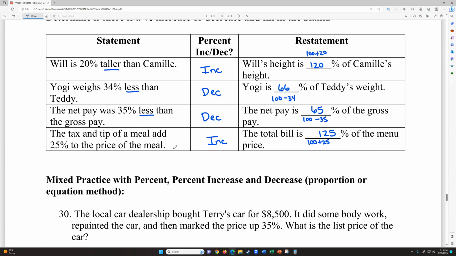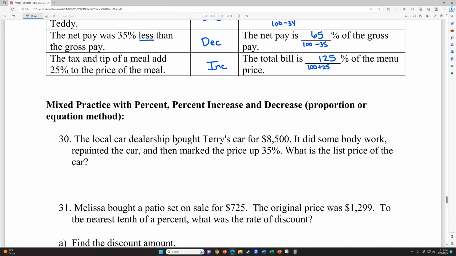Okay. Let's do a couple more variations of these. I think we have 5, 6, 7 examples left, so we're just going to go through them. This is just mixed practice.